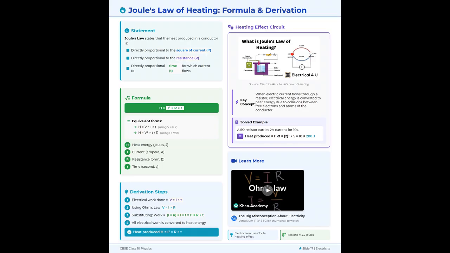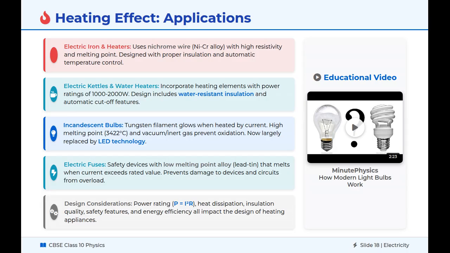It states that the amount of heat produced, H, is directly proportional to 3 factors: the square of the current, I squared, the resistance, R, and the duration for which the current flows, T. This gives us the formula H equals I squared times R times T. This heating effect is harnessed in so many practical applications.